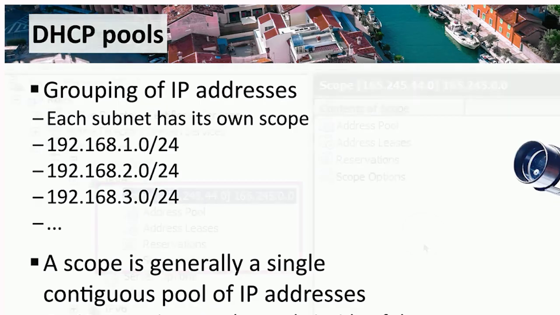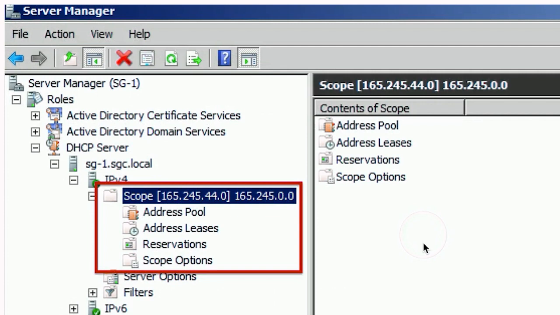This is a server running on a Windows Server device. The range specified here is 165.45.44.0. Under that range, we have a series of address pools, so we know which IP addresses will be assigned. There are address leases, so we can look at previously assigned IP addresses. IP reservation can be configured. If a device should always receive the same IP address, this can be configured in this section of the server.